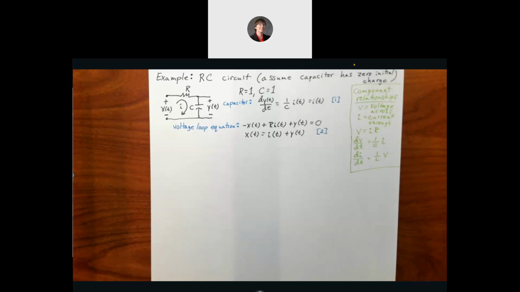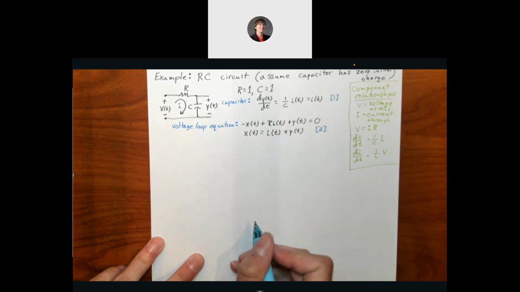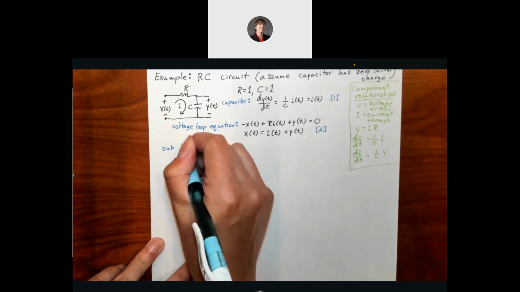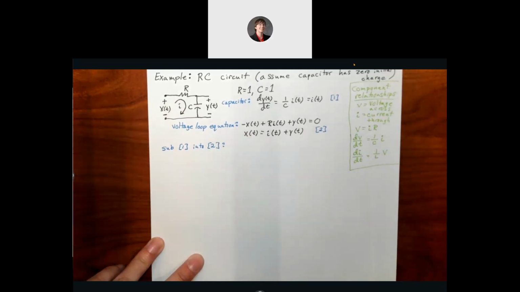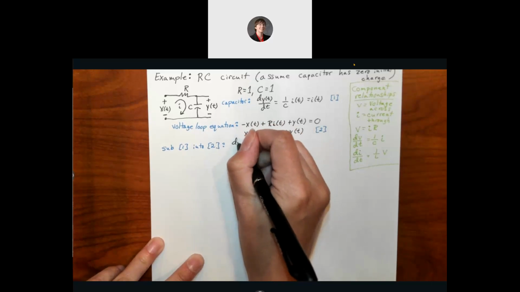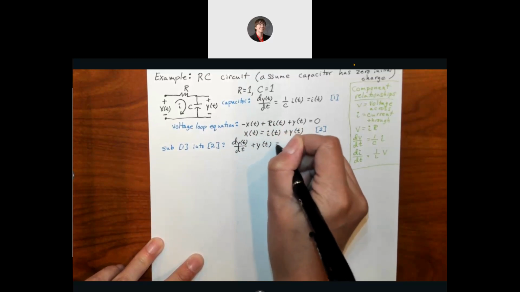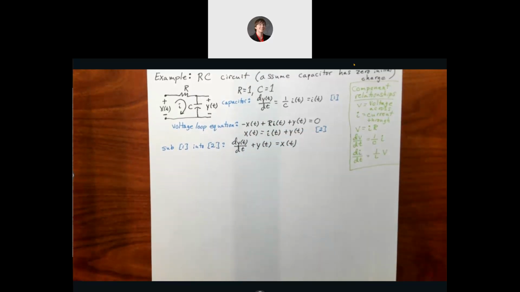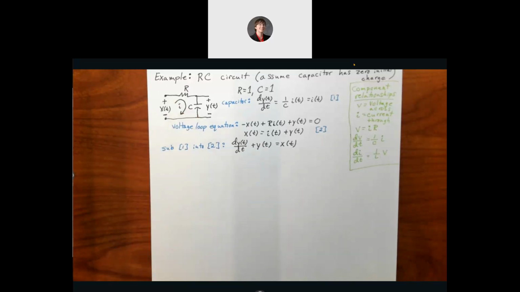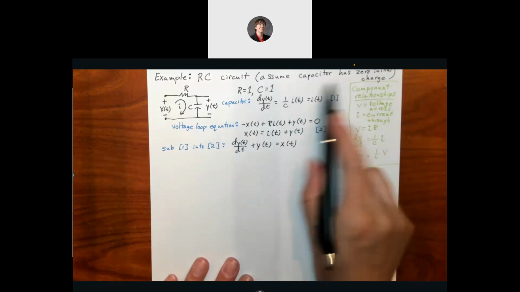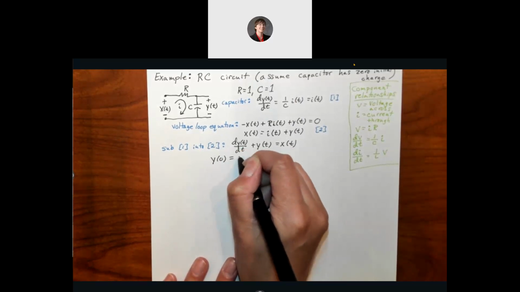All right, so I want everything in terms of my input and output, which means I need to get rid of this current here. So I'm going to use equation 1. We're going to substitute 1 into 2, and what we get is dy(t)/dt plus y(t) is equal to x(t). This is an equation that describes this circuit. We note that we assume there is 0 initial charge across the capacitor, so y of 0 equals 0.